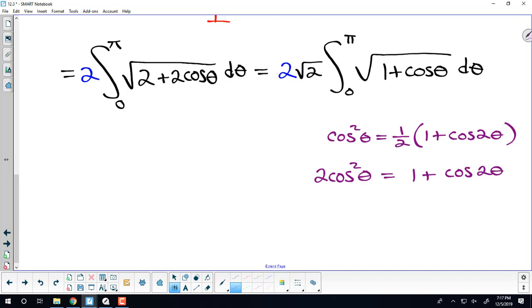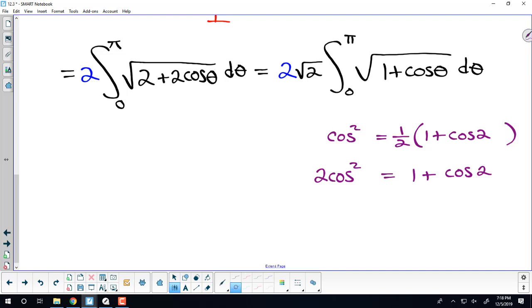So that's the kind of identity that we're usually working with, but we don't want an expression for 1 plus cosine of 2 theta. We want one for 1 plus cosine of theta. So how do we adjust that? Maybe it's weird to see the thetas here because we're trying to change it into theta, but let's just do it this way.